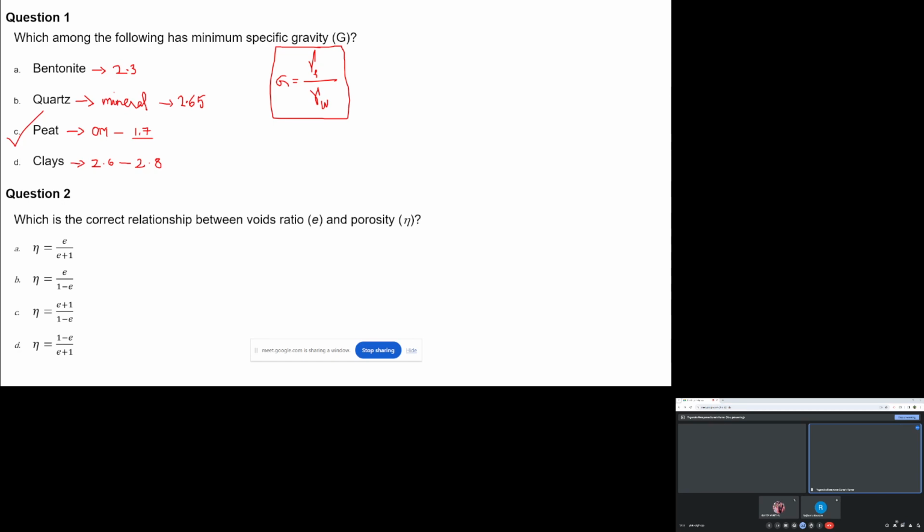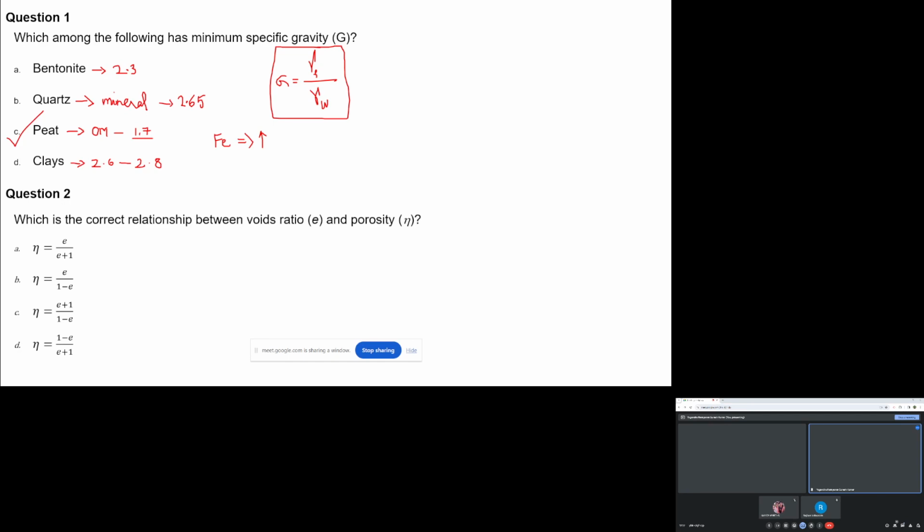Sir, understood. But maximum specific gravity, what, sir? Maximum will be for clays. Okay, sir. And usually, if the soil contains iron content, Fe content, then its specific gravity will be higher. So, that is the metals which are heavy, if they are present, then their specific gravity will be higher. Okay, sir. Okay. Now, let us move to the second question.